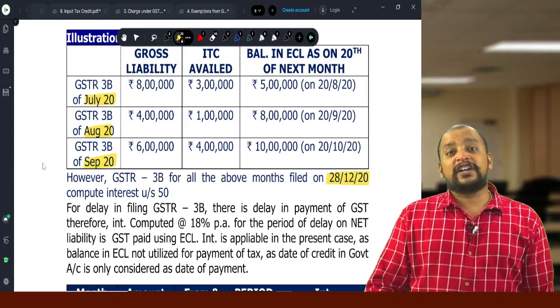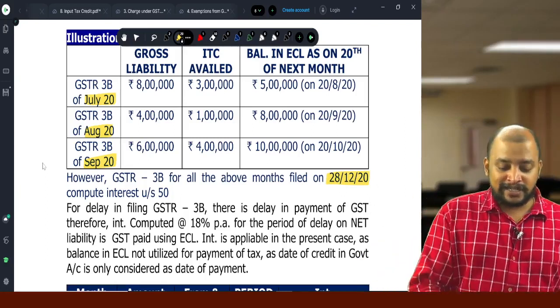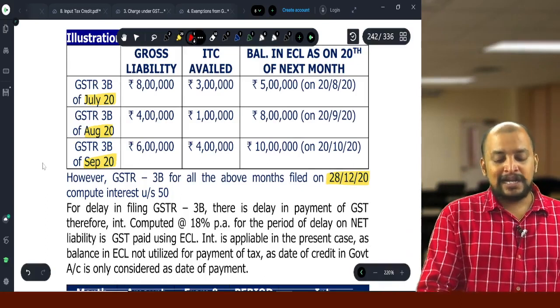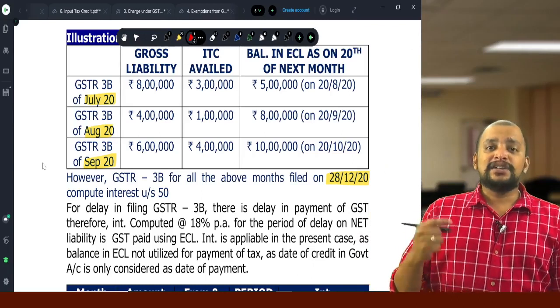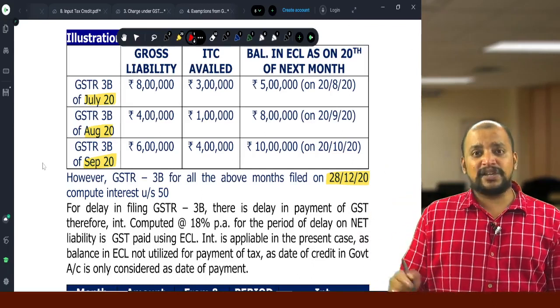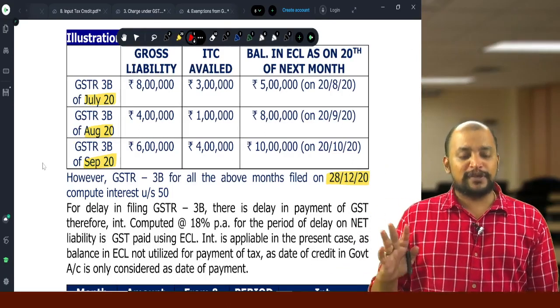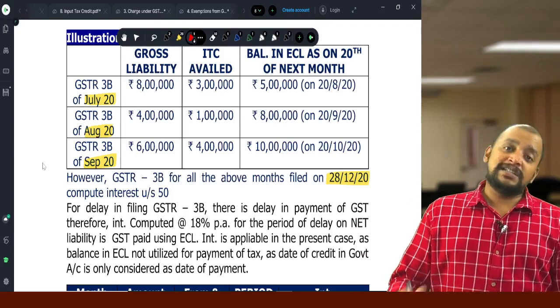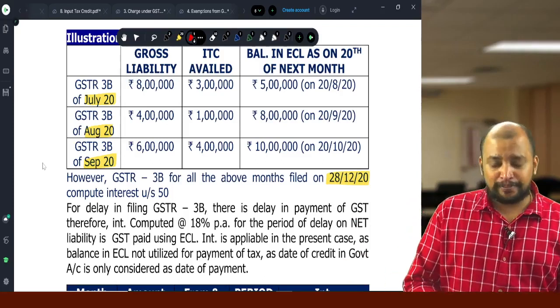Since 3B was not yet filed, the balance remains in the cash ledger. So again he deposited the difference, 4 lakhs minus 1 lakh, that is 3 lakhs. Already 5 lakhs was there, and now 3 lakhs added makes 8 lakhs. Then for September, gross liability 6 lakhs, ITC 4 lakhs, the difference 2 lakhs. Again he deposited that 2 lakhs, and now the balance is 10 lakhs. So what is the mistake this person made? He just deposited in the cash ledger but did not pay.